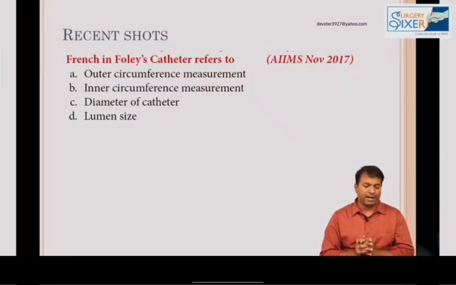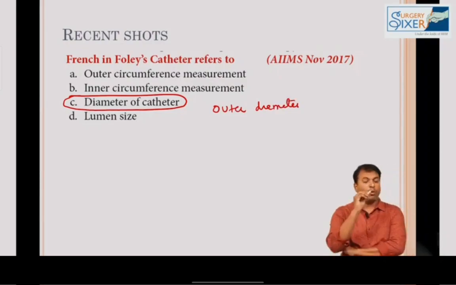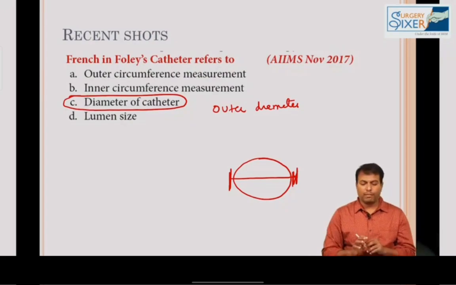French and Foley's catheter refers to. So please don't forget it is the outer diameter. It is outer diameter which is the correct answer. Outer diameter of the catheter, it is not circumference. It is outer diameter of the Foley's catheter. Okay. So these are the points I want you to remember for your exams.